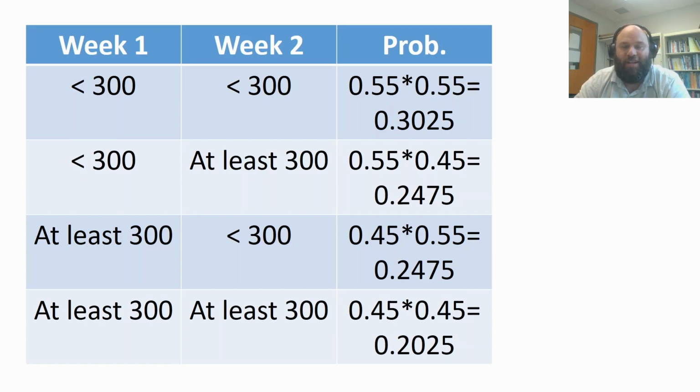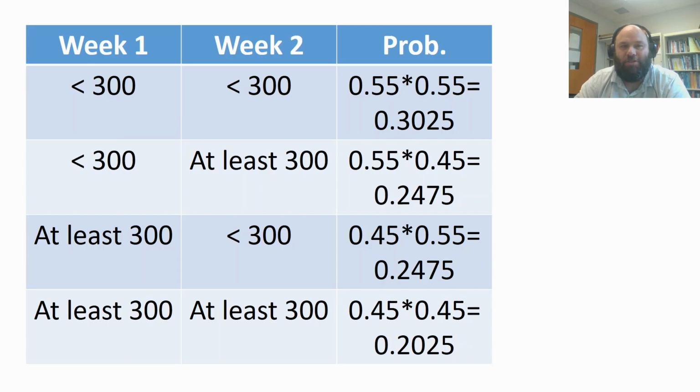Now notice for the next outcome, we have at least 300 in the first week and less than 300 in the second week. So in some sense, it's the opposite of the previous outcome, but the number comes out the same. And the reason for that is because we can multiply in either order. And finally, the probability we get at least 300 in both weeks is 0.45 times 0.45, which is 0.2025, or 20.25%.